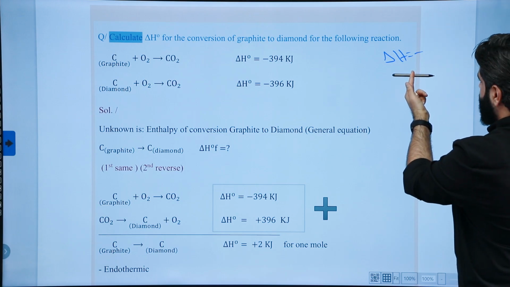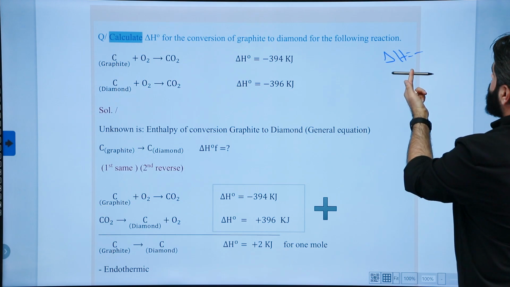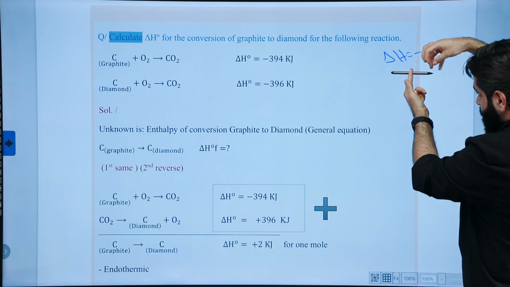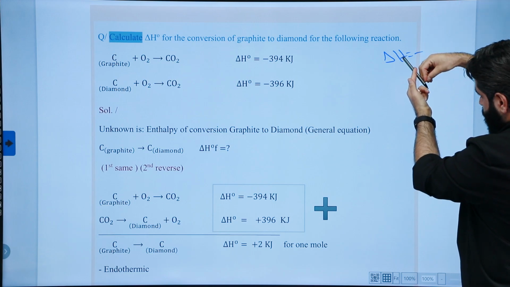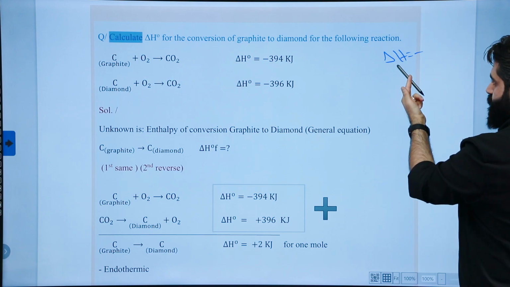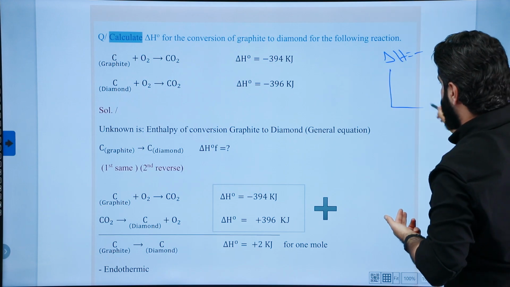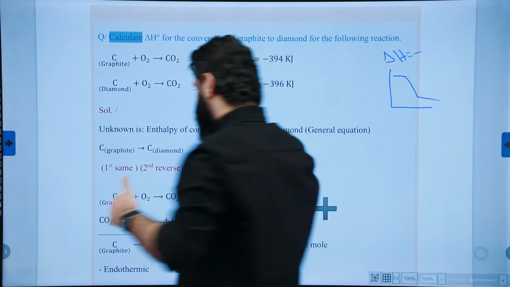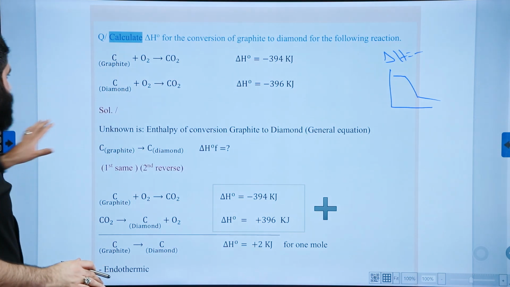Put the kilojoule at the product side. Put the kilojoule at the product side, it will be like this. It means energy of reactant is higher than the energy of the product. It's just like this. This is for exothermic. Good? Okay, try to memorize the exo and endo like this.